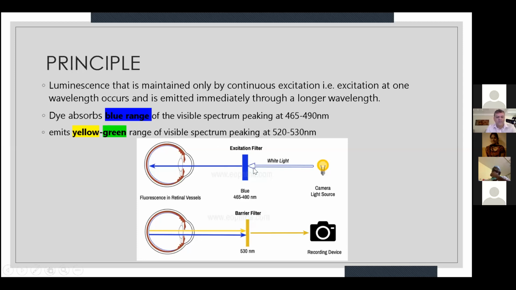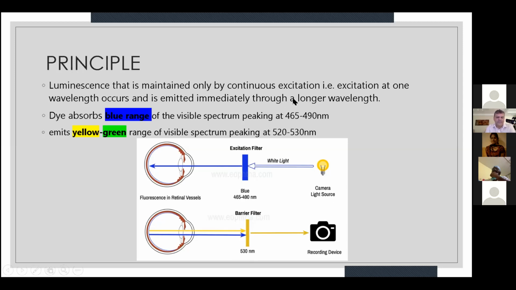As we pass the white light, the excitation filter blocks all the rays, allowing only blue light to excite the fluorescein in the retinal vessels. And the unbound dye, which is important, reflects back both yellow-green as well as blue light. Here, the barrier filter stops the blue light and allows only the yellow-green light to fall on the recording device.